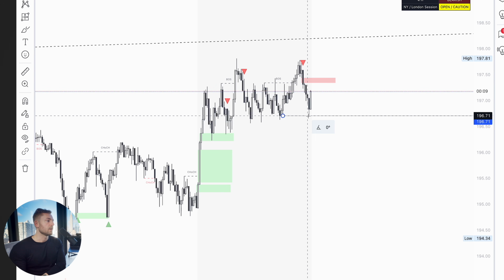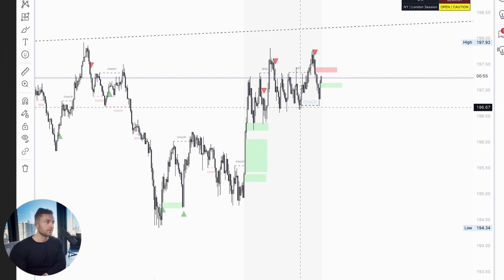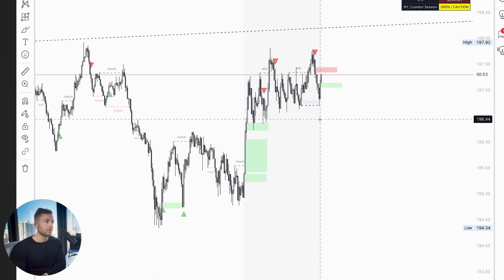One thing that I am waiting for before I take any sort of trade is something called a change of character. Basically, if we have our overall uptrend, I'm waiting for one of these significant lows to be fully broken with a candle close underneath it.